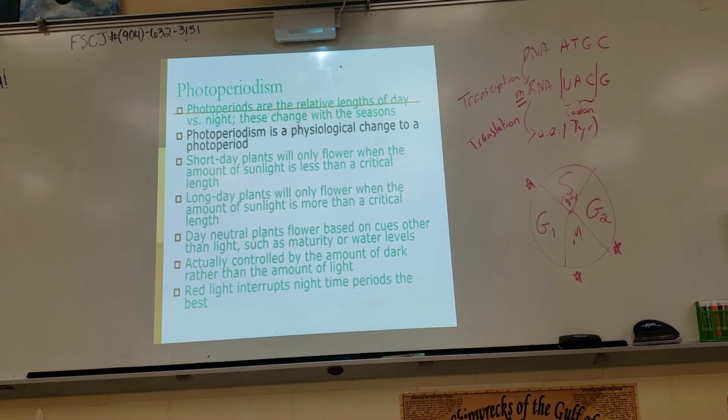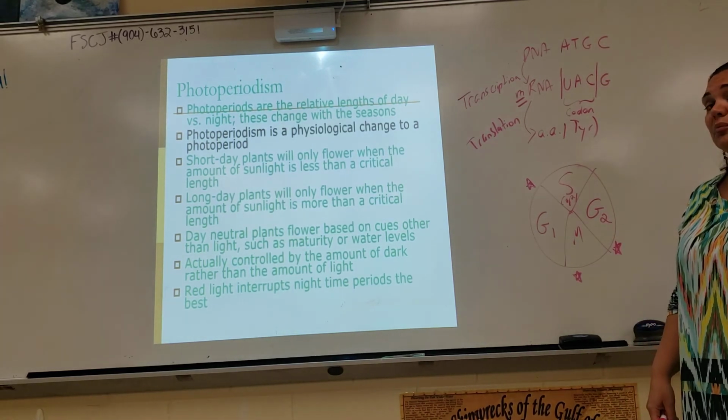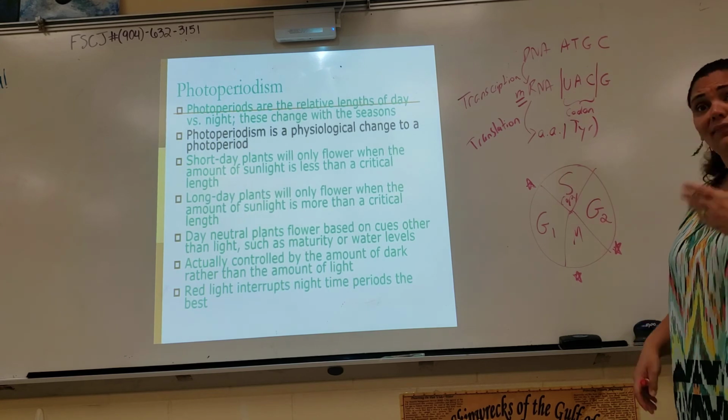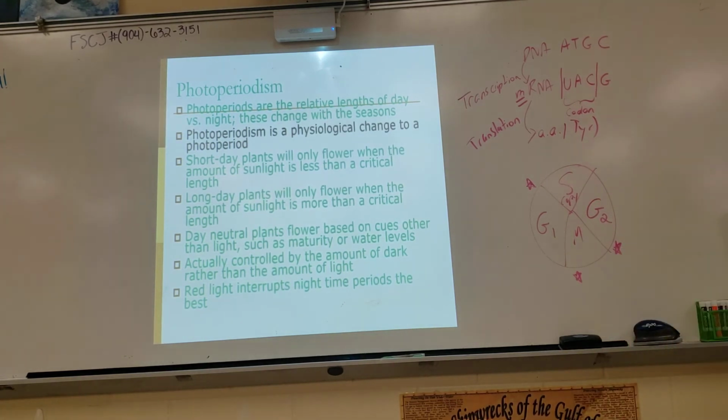Day neutral plants flower based on cues other than light, such as maturity or water levels. Flowering is actually controlled by the amount of dark rather than the amount of light. There are some plants that will only flower at nighttime. Night blooming jasmine would be one of them. Red light interrupts nighttime periods the best.